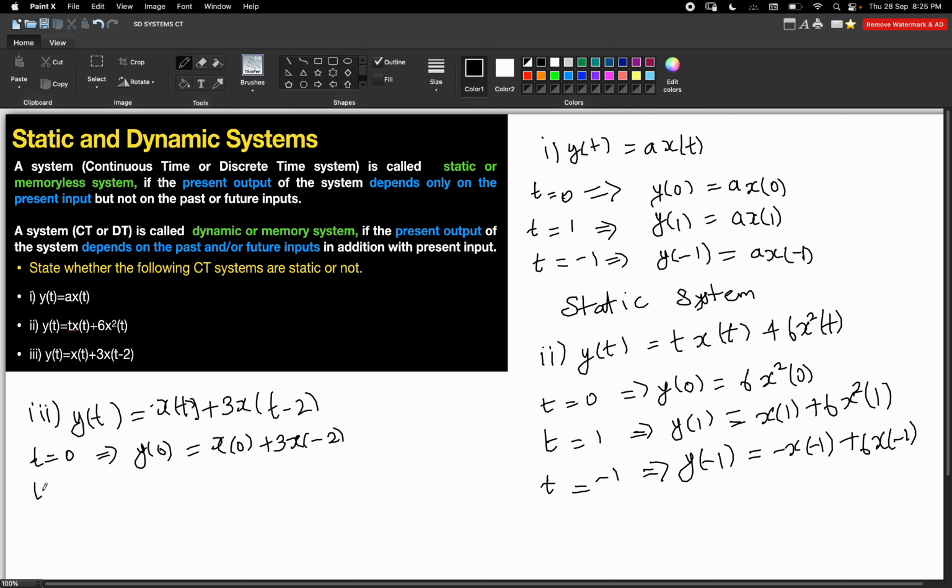Even if you check for t is equal to 1 and t is equal to minus 1, you will get the same thing. So you can conclude this system is a dynamic system. Otherwise, you call it a memory system. So always prefer these three values. If you want some cases, you can go for t is equal to 2 or t is equal to minus 2 also. So this will suit most of the conditions.